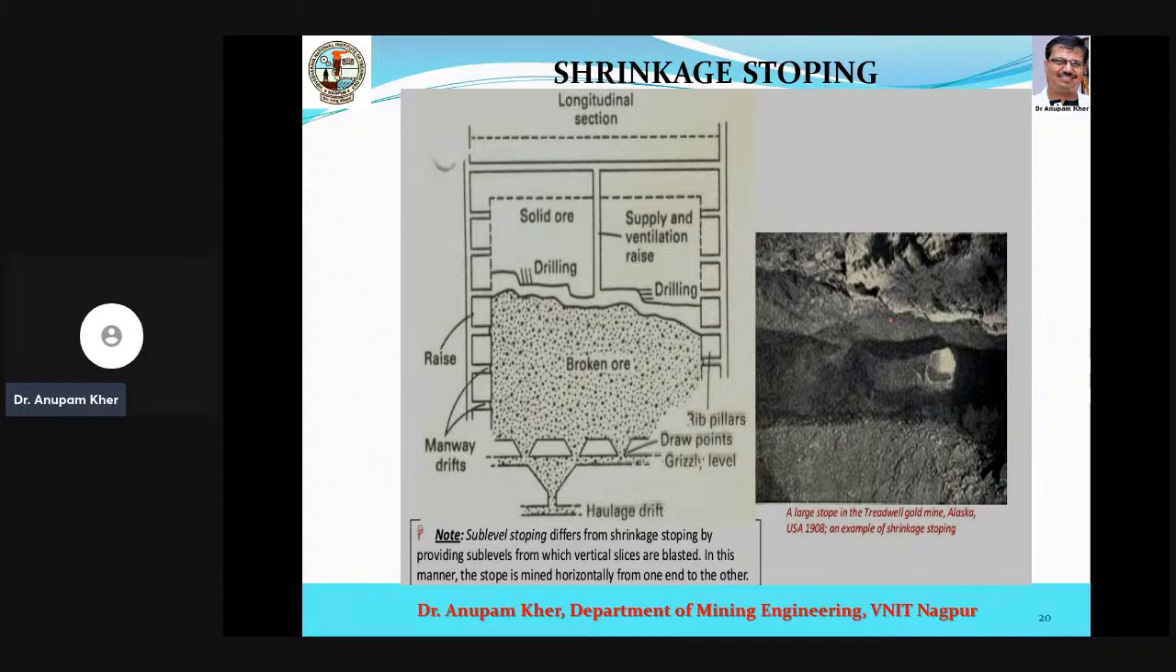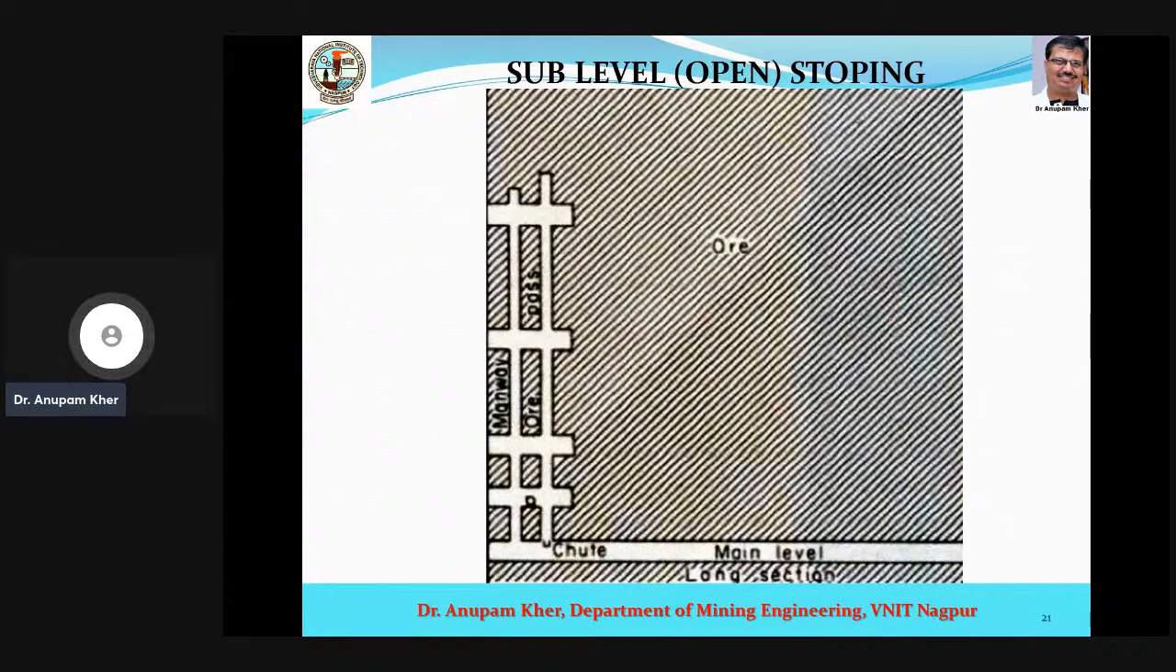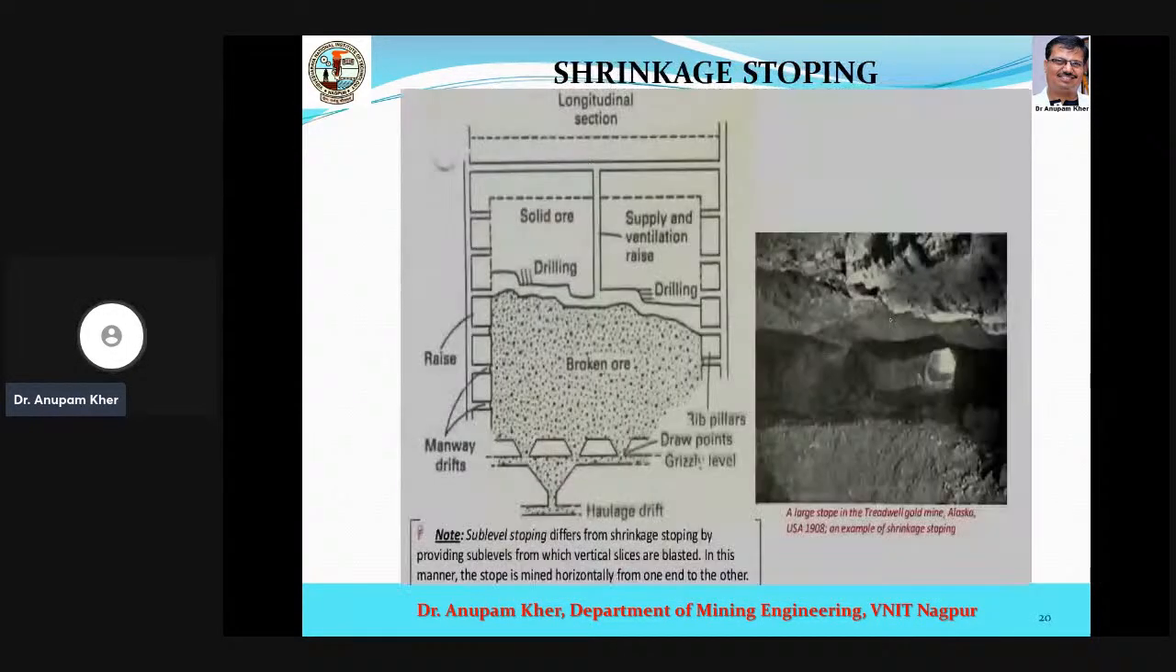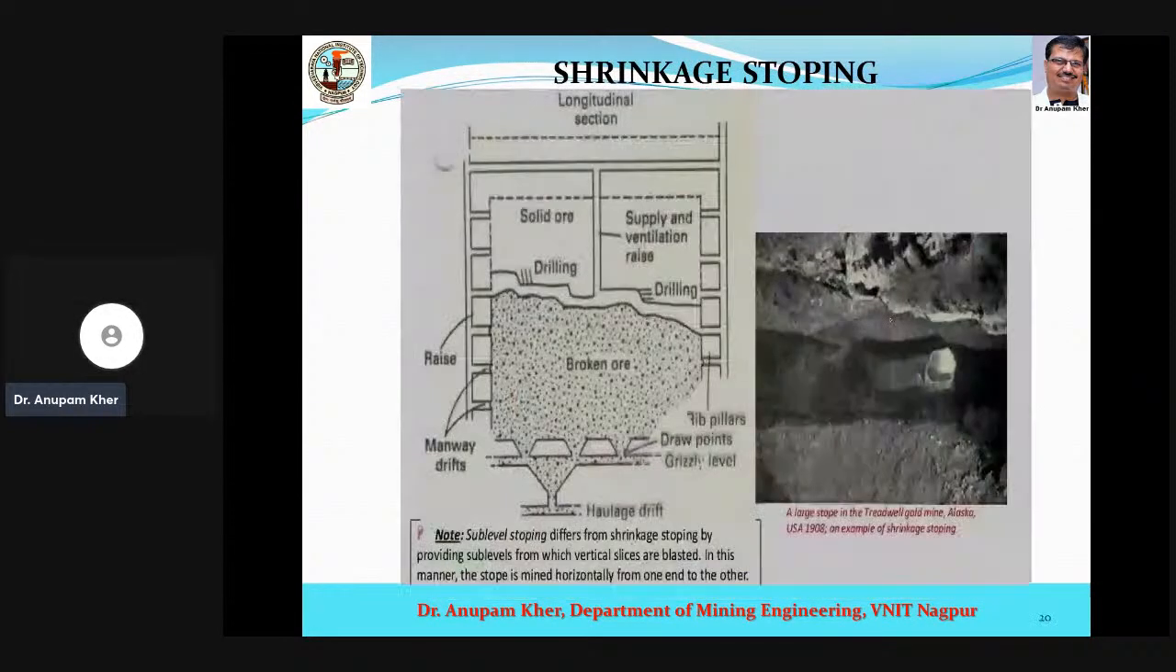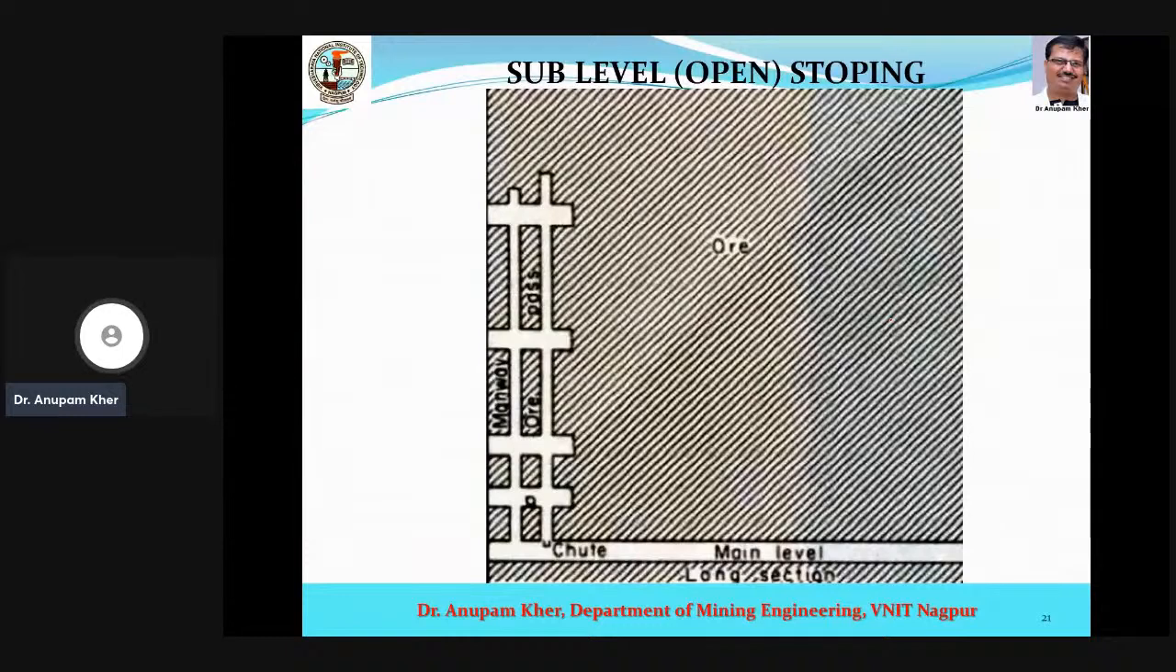Okay, yeah. So the next method is called sub level stoping. It is again an open stoping method where the strata is quite competent. The basic important aspects: shrinkage stoping and room and pillar are basically for a mild or slight inclination ore body, but sub-level stoping and other methods are basically for inclined or steeply inclined ore bodies.